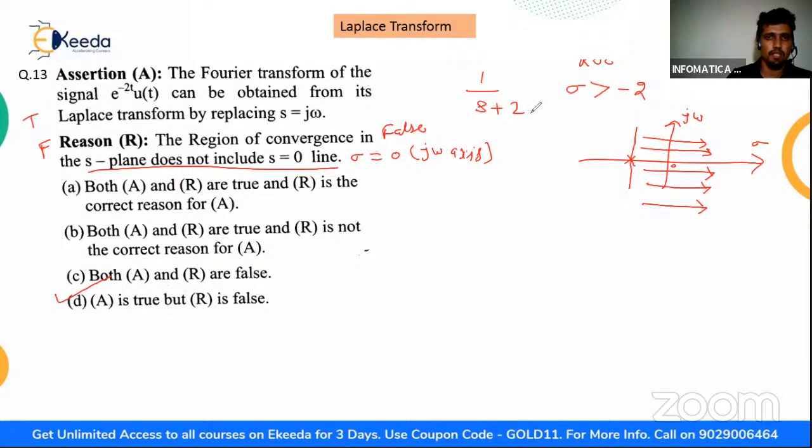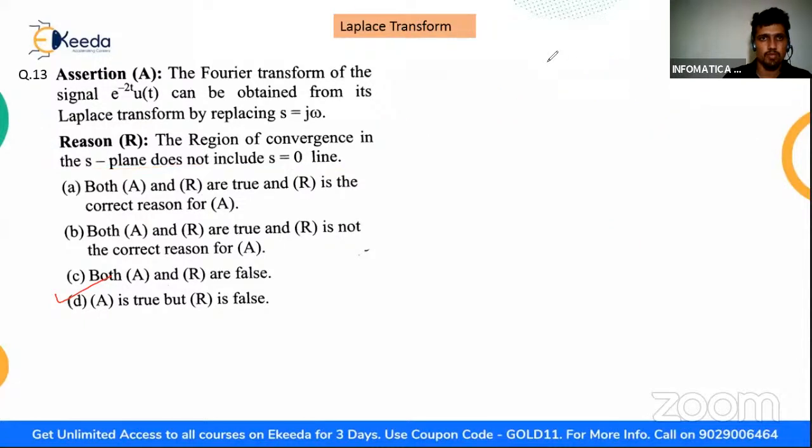Suppose they had mentioned it like that, that the region of convergence includes the j omega axis or sigma equals 0 line, in that case it would have been the correct explanation also. It would have been true and the correct explanation also. Because the Laplace transform is converging, and in that case the signal is stable, so we can obtain the Fourier transform by replacing s equals j omega. Now let's move to the next.